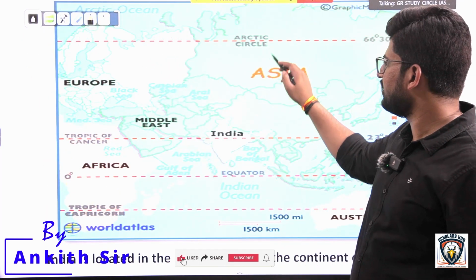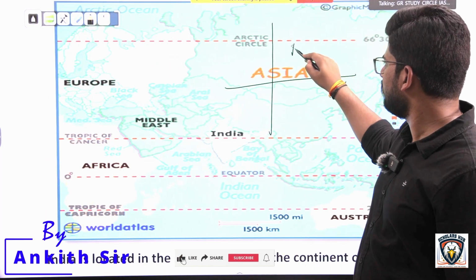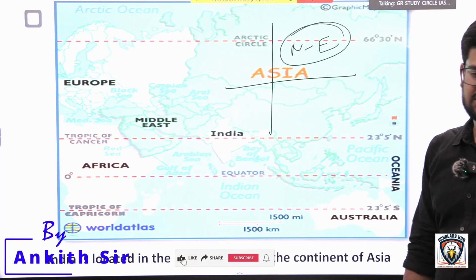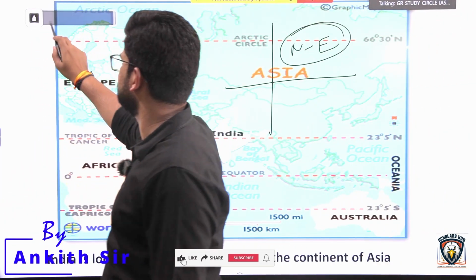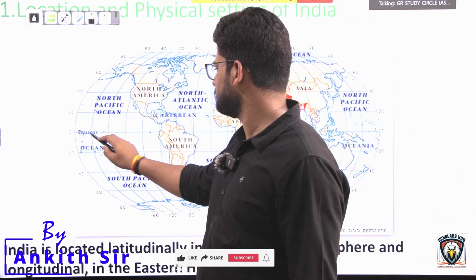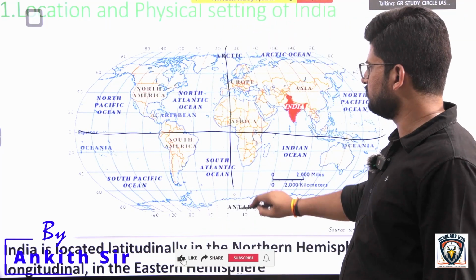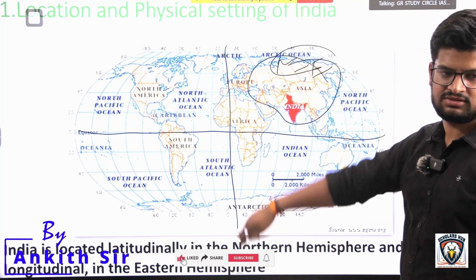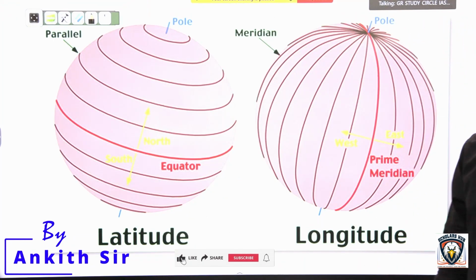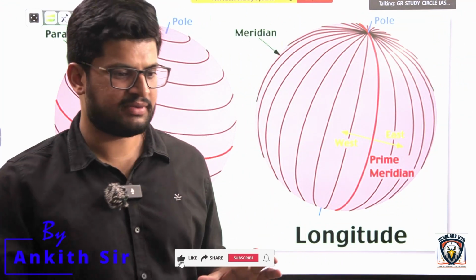So technically speaking, can I call India northeastern hemisphere? Yes, northeastern hemisphere, in the southern part of Asia. That's why it's called a South Asian country. This is the equator, this is the 0 degree longitude. So India is located in the northeastern hemisphere and the southern part of Asia. Clear? You already know what latitudes and longitudes are. There's a separate video on this.